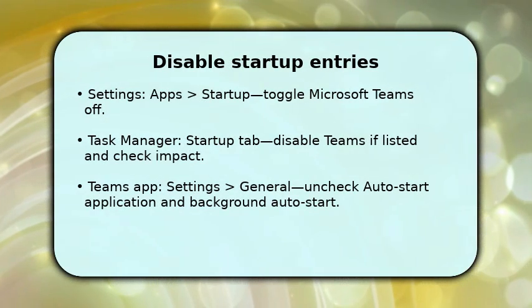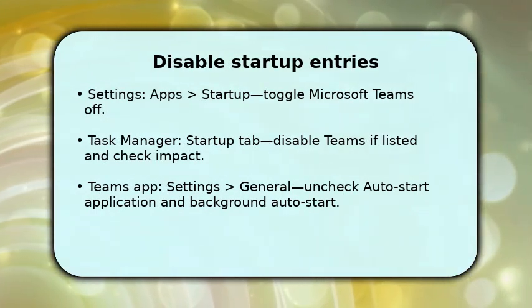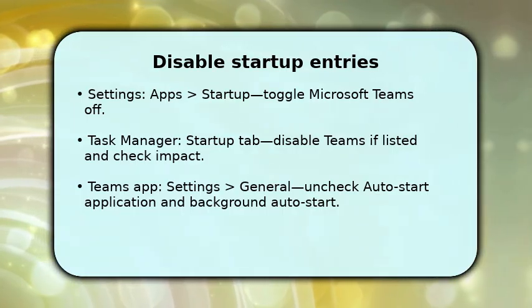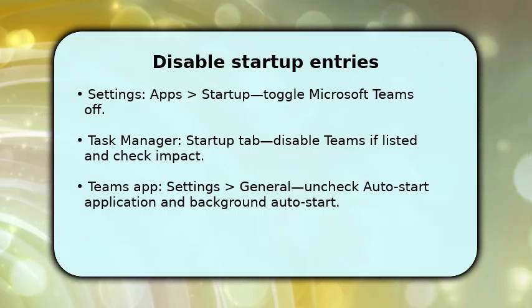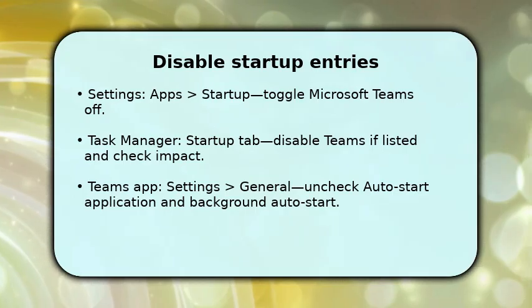Now disable the startup entries. First, go to Settings App Startup and toggle Microsoft Teams off. This prevents Windows from launching it at login. Next, open Task Manager's Startup tab, and if Teams appears, select it and click Disable. That gives you a fallback.